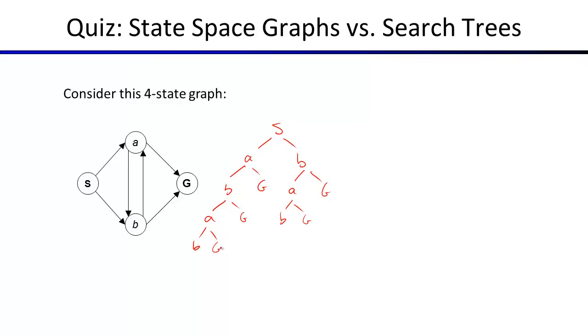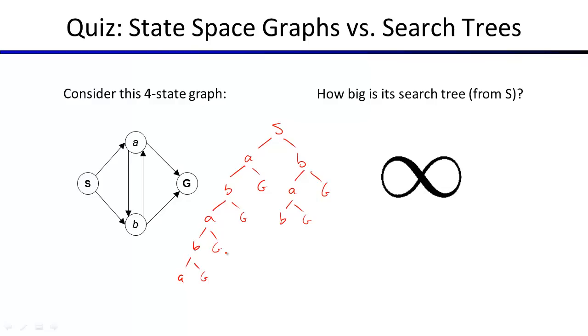And this just keeps going and going. The size of the search tree here is actually infinite. This goes infinitely deep. We have an infinite size for our search tree. Definitely, this is a relatively straightforward problem. We would expect our algorithms can solve these kinds of problems.